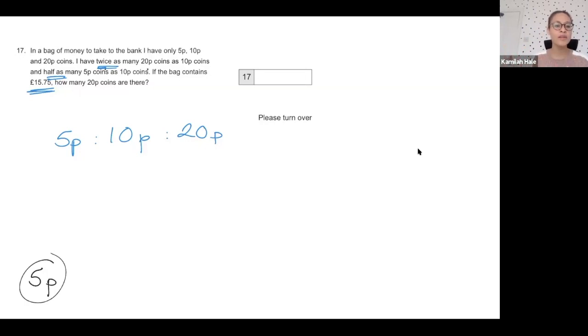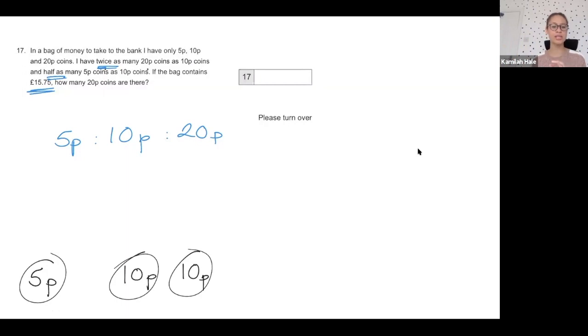So we have half as many 5p coins as 10p coins. So if I have 1 5p coin, how many 10p coins do I have? Yep, I've got 2 10p coins. So then I have half as many 5p coins as 10p coins. So we're fine there. And then I have twice as many 20p coins as 10p coins.